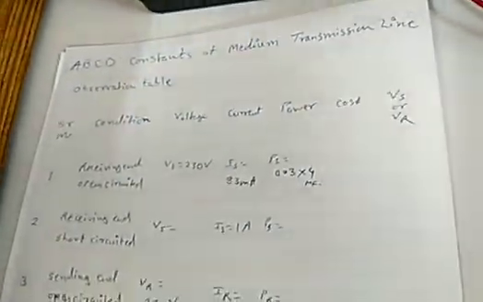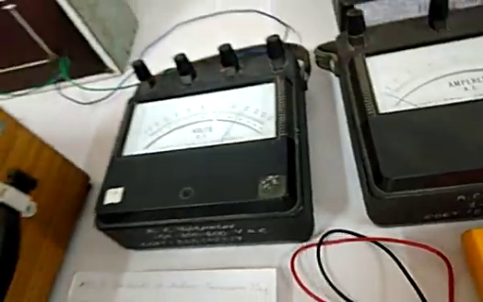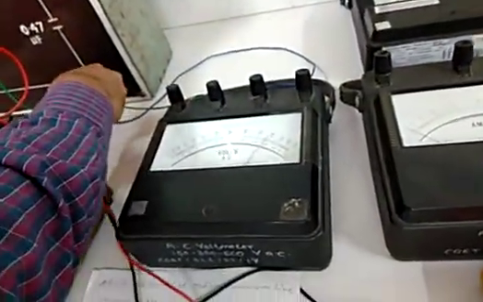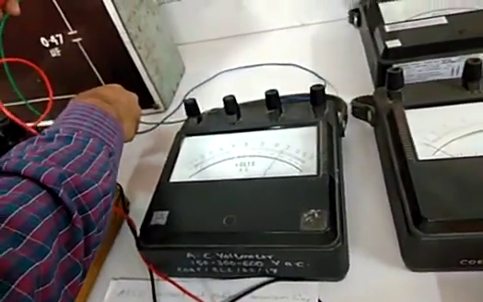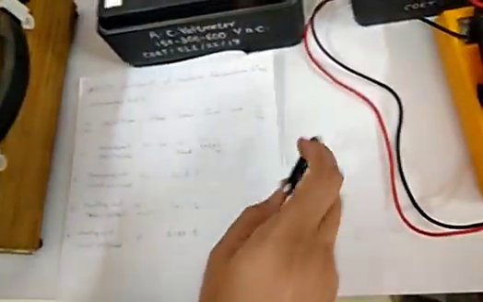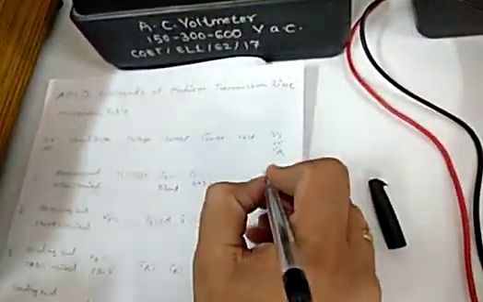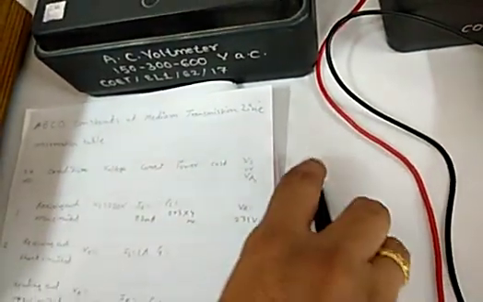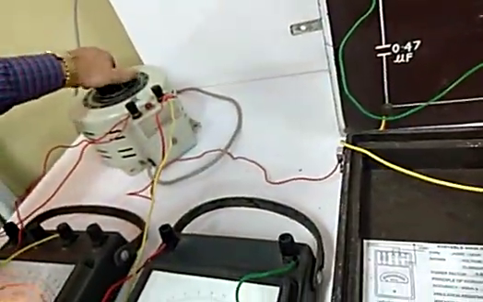Now we will measure the corresponding value of the receiving end voltage. If you see, the voltage at the receiving end is 231 volts. Because of the Ferranti effect, you will get that voltage greater than the sending end voltage. So I will write this receiving end voltage, which is 231 volts. Now what we have to do is reduce the voltage and switch off the supply.